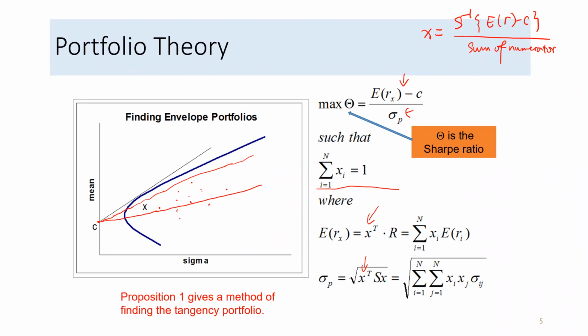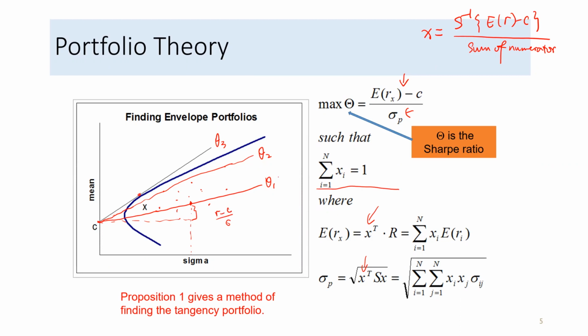Okay, so each of them will have a theta. Let's say theta 1, theta 2, and this is theta 3. So theta here will be the slope. So it will be the slope here: R minus C divided by sigma. So it will be the slope of this straight line.